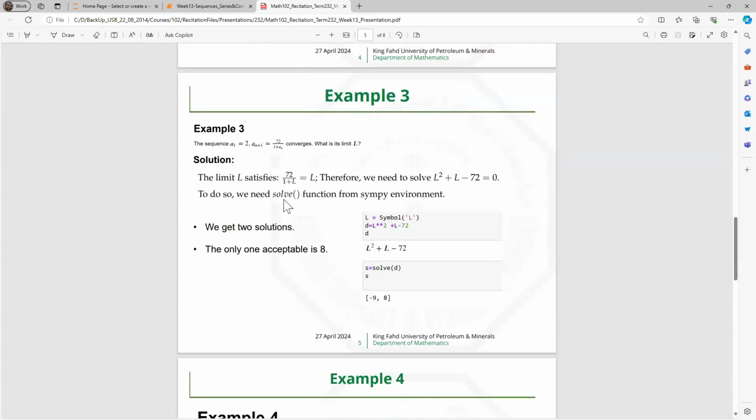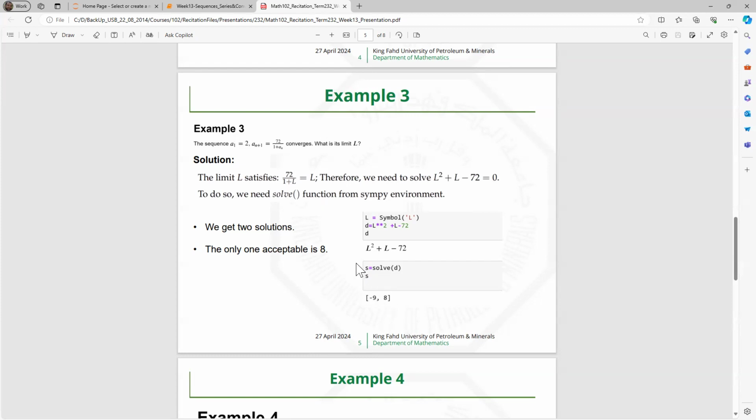We've seen at the beginning of the semester how to solve these equations. We define L as a symbol. The equation as D, which is L squared plus L minus 72. And we'll solve for D equal to 0, of course. So when we set S as the solution, we get it by the solve command. Of course, S would be a list of solutions, and here we have 2 solutions, minus 9 and 8. Okay, so it could be convergent towards minus 9 or 8.